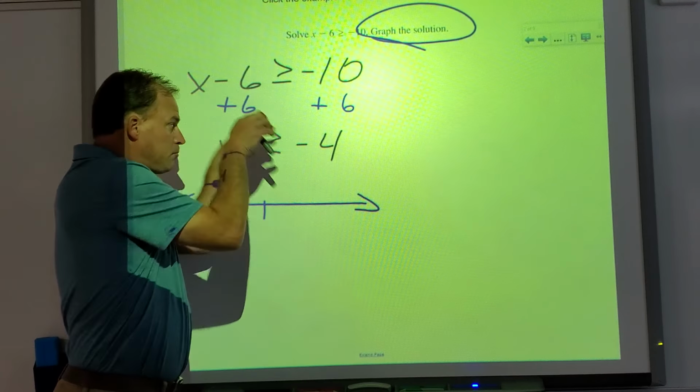So, solve the equation like normal, determine if it's open or closed, and then determine which direction the arrow is going. So, let's do a couple more.